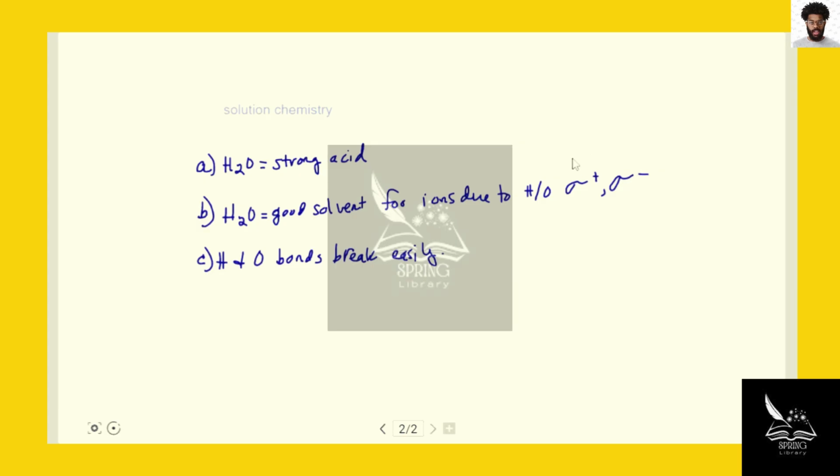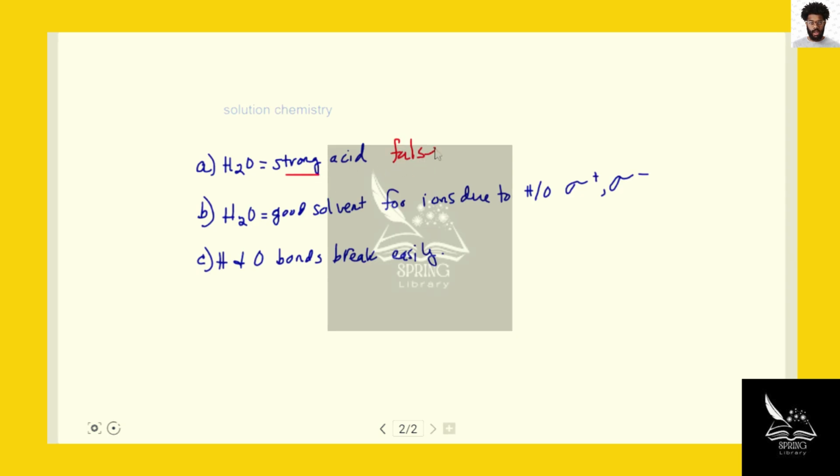This question deals with solution chemistry and how solutes dissolve in solvents. We're asked to compare some statements here and determine which gives the best representation of what's going on in solution chemistry. So the first choice says water is a good solvent because it's a strong acid and therefore can dissolve things well. This is a false statement.